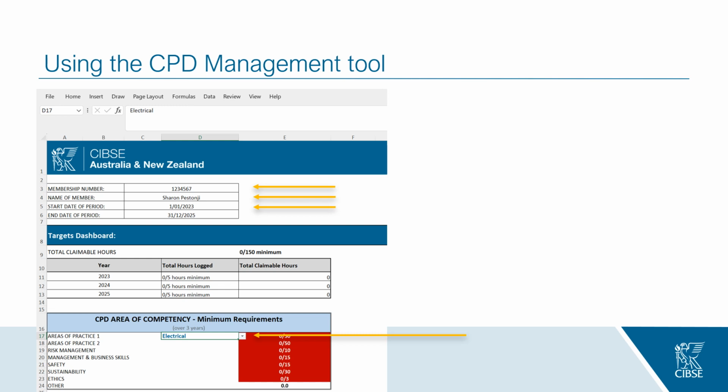The next thing to add will be your area of engineering practice to the CPD area of competency dashboard. A drop-down box lets you select from academia, energy management, electrical, facades, facilities management, environmental, hydraulics, mechanical, and other. For those who work in 2 areas of engineering practice, go ahead and select your second area of practice from the cell below. If you select Other, then fill in the area of practice in the blank cell to the left.